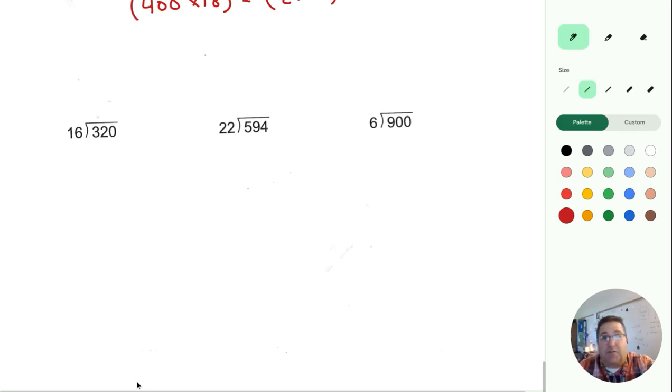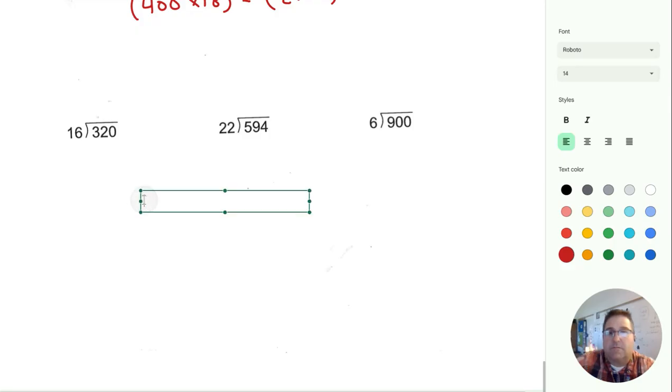And then again, just a few more division. Again, there are no remainders on these, just like before.